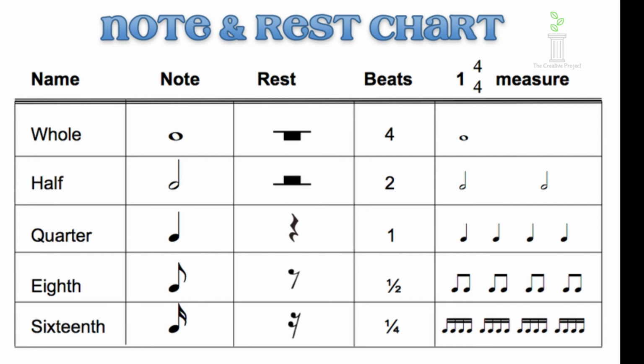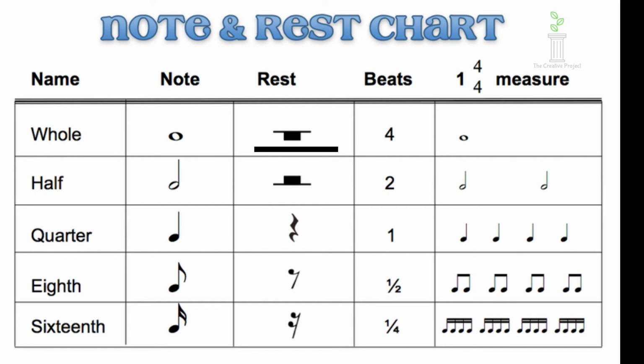Quarter note has 1 beat. Eighth note is half a beat. 16th note is 1/4 beat. That means 25% of 1 beat. Okay, so now here we can see the rests also.